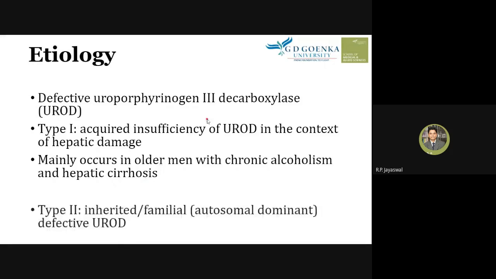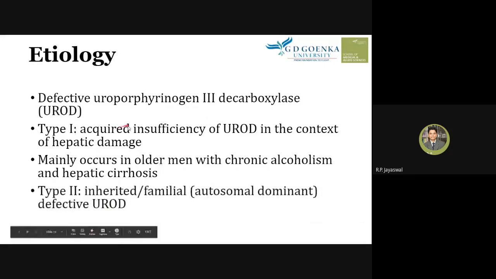Type second is an inherited one. Okay, type 1 is acquired, and type second is inherited, which is familial, which is transferred from one generation to another generation. And this is a specific type of inherited disorder, which is autosomal dominant. Okay, so the enzyme is defected. The enzyme which produces UROD is defected. Okay, the gene is defected, and because of that, by birth there is a problem.